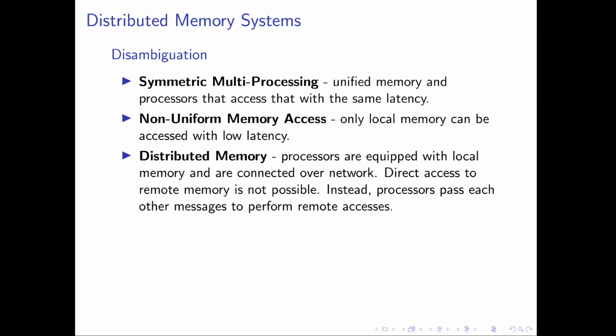And then we have distributed memory systems, where the processors are equipped with local memory and are connected over a network, and therefore things get more and more explicit. We usually cannot directly address the other processor's memory, and we usually also don't have cache coherency protocols. So the processors send each other messages, and all that happened under the hood before; now we have to do this ourselves. We basically have to send those messages around ourselves.